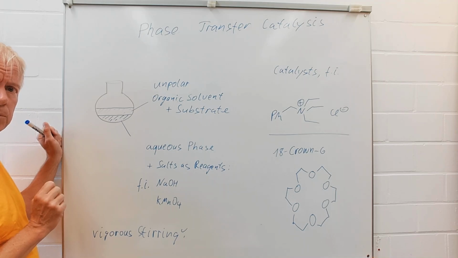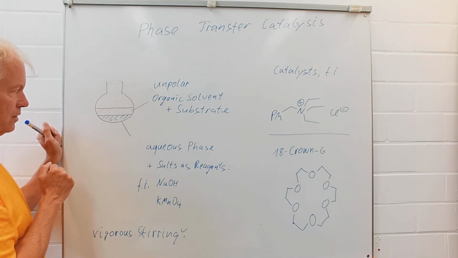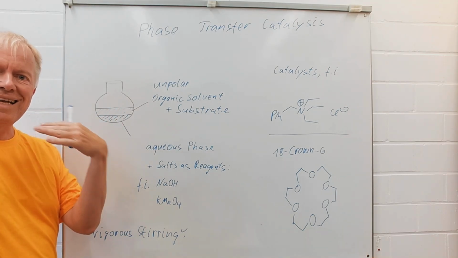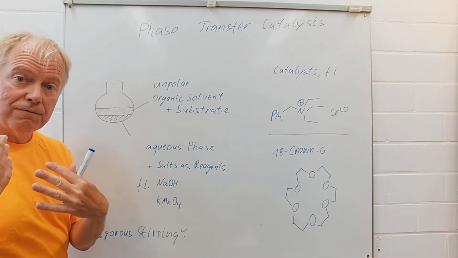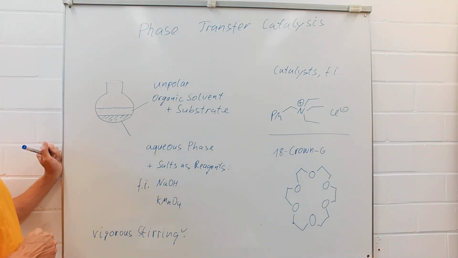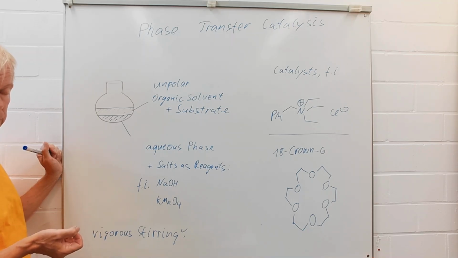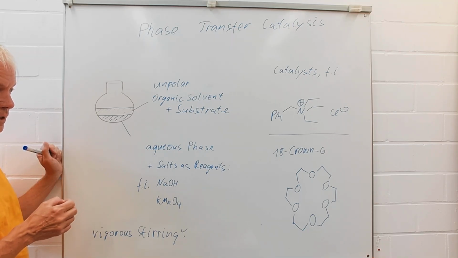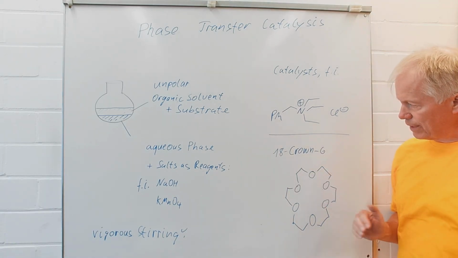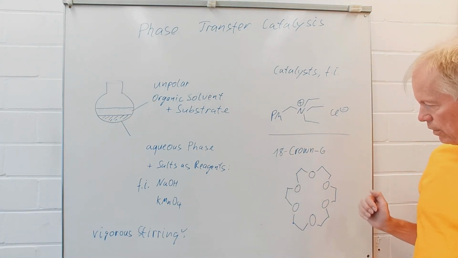But what is important in such a case is that we have a phase boundary as large as possible, and that we can induce by vigorous stirring. Another, especially interesting example for phase transfer catalysts, are crown ethers. Here we have a structure of 18-crown-6.